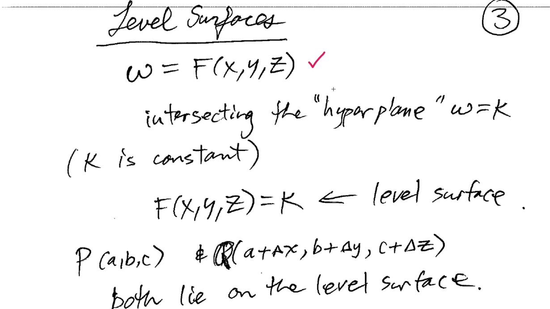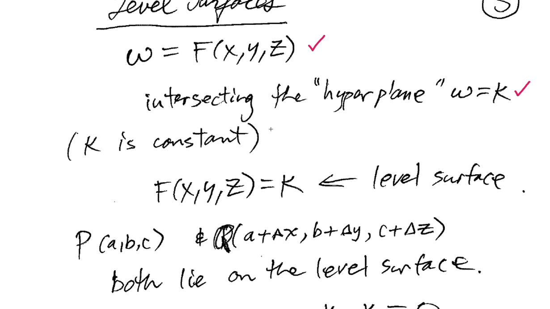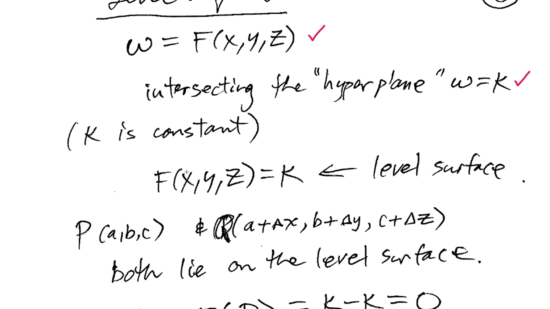But I'm going to imagine doing that and intersecting with this hyperplane. So I've got 4 dimensions: x, y, z, and w. If w is fixed, w equals k, then I'm going to call that a hyperplane. Now imagine the intersection. I know it's hard to imagine, but the intersection of these two would be what we call a level surface. It's the set of all points where f of x, y, z is equal to a constant k. So that's a level surface.